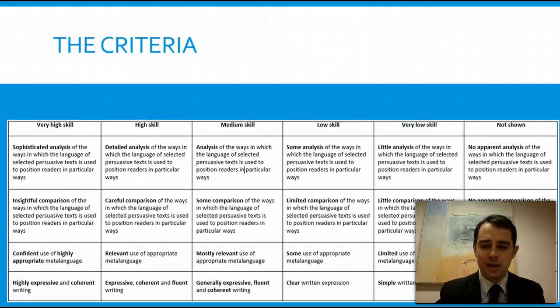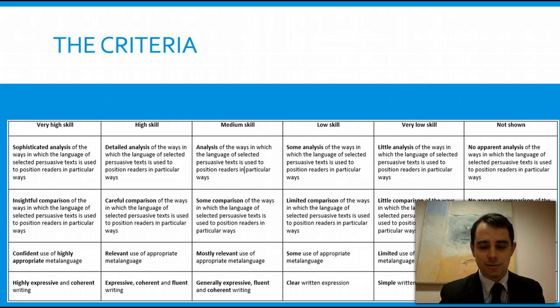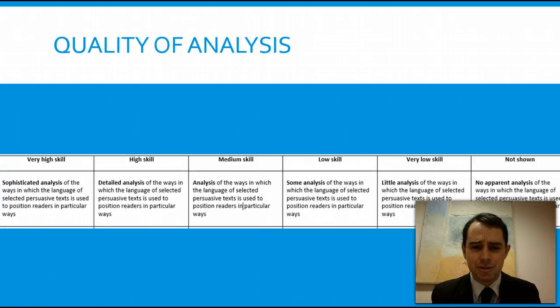Now I should say, just back here, what I've done here is I've got a not shown category. That is not in the official criteria. What I wanted to make sure to allow in my assessment of students' work is that sometimes you've got a particular element that you need, and sometimes the student doesn't do it at all. So I've allowed myself the not shown criteria to explain that the student hasn't met that criteria, even at the very low skill level. It doesn't happen often, thankfully.